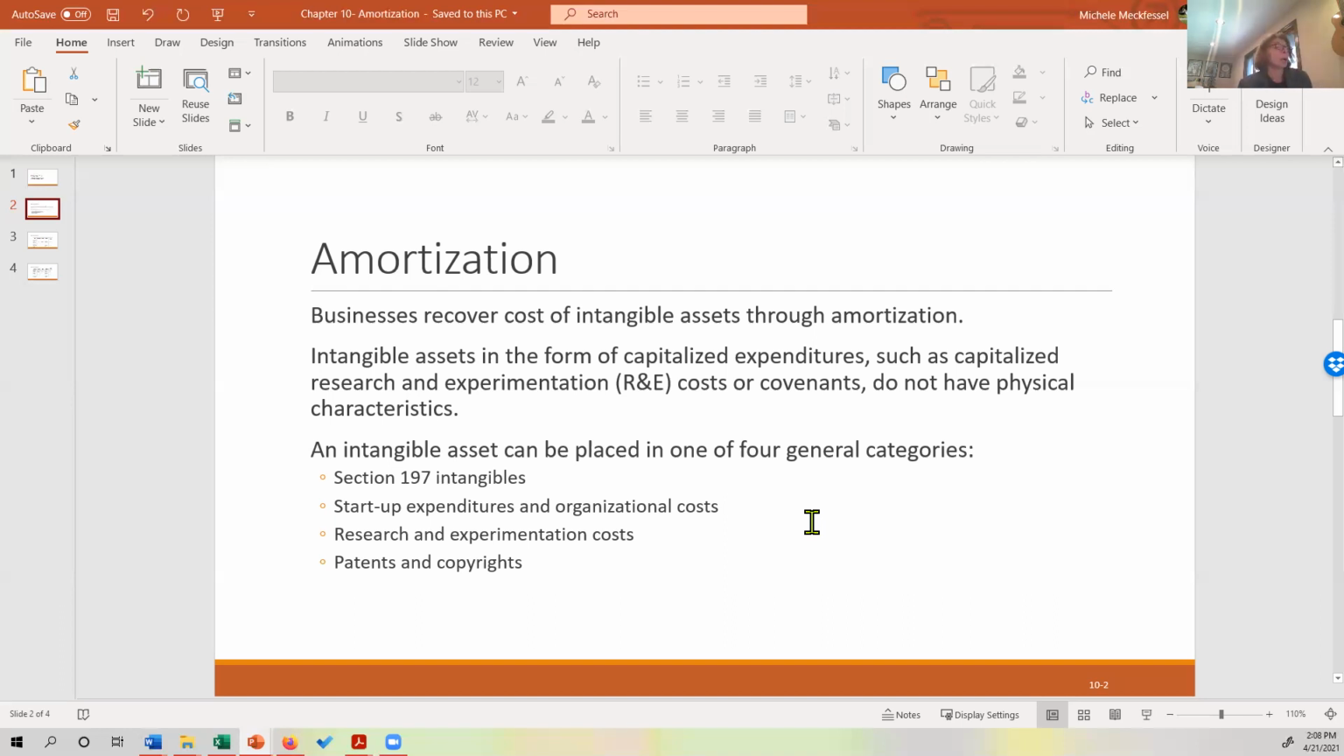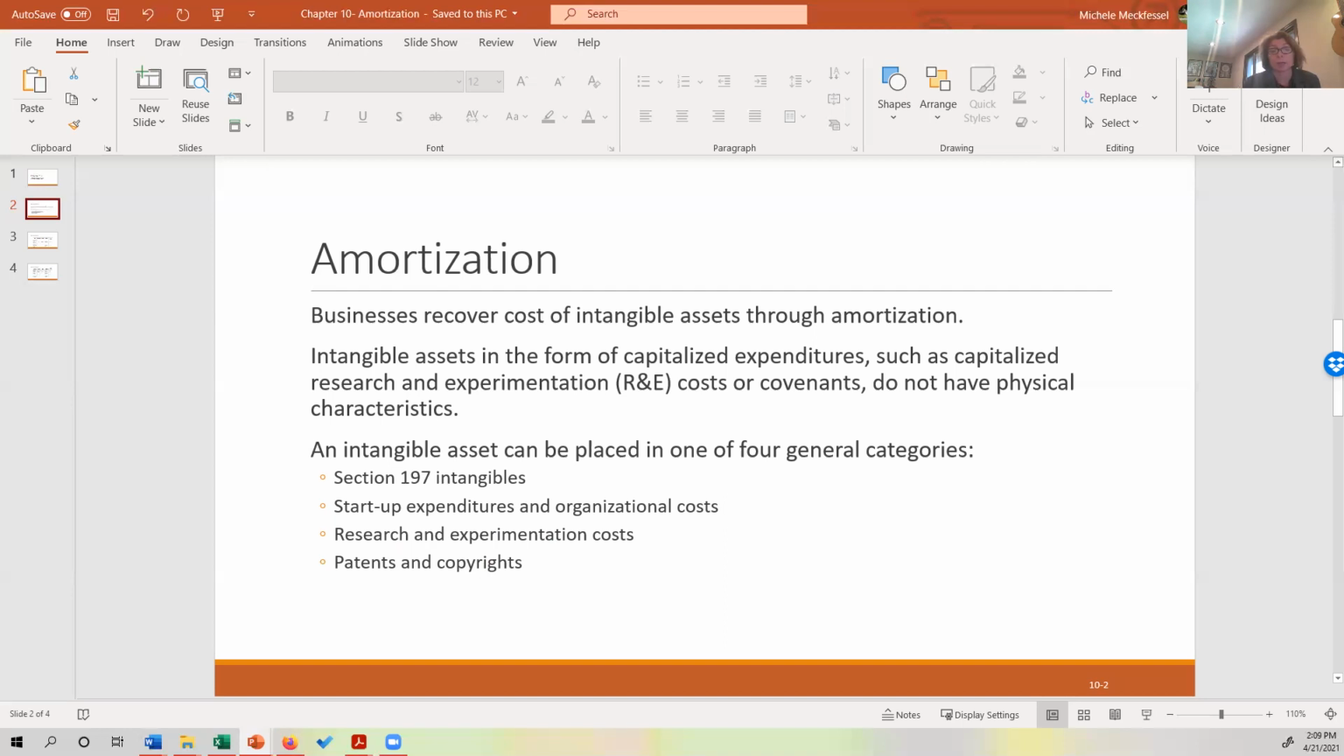So I want to talk about these generally, and we're not going to get too much in the weeds at this level. So here we go. You've got 4 basic categories of intangible assets, okay? You've got these section 197 intangibles. You have startup expenditures and organizational costs. You have research and experimentation costs, and you have patents and copyright, okay?